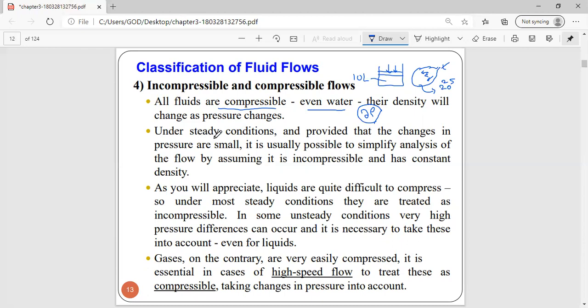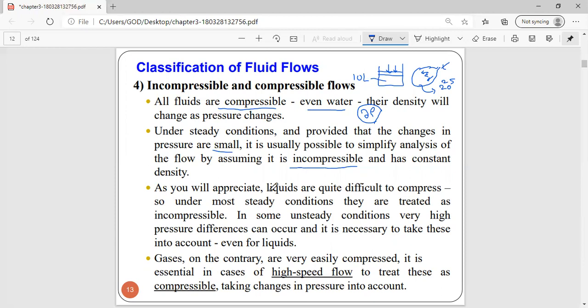Under steady conditions and provided that the change in pressure is small, it is usually possible to simplify analysis of flow by assuming incompressible and constant density. So, for our analysis, we are considering all fluids to be incompressible and steady in nature. Only then can you derive Bernoulli's equation or any other equations. The ideal conditions we will consider.